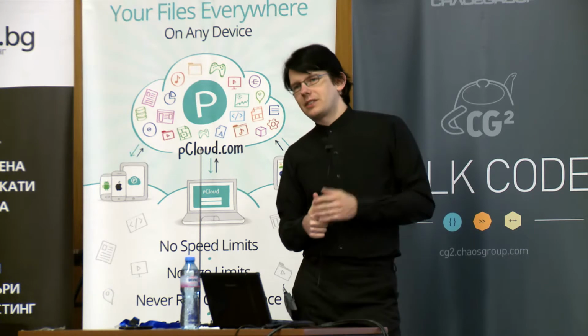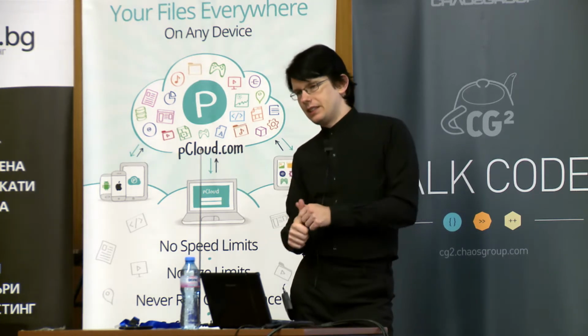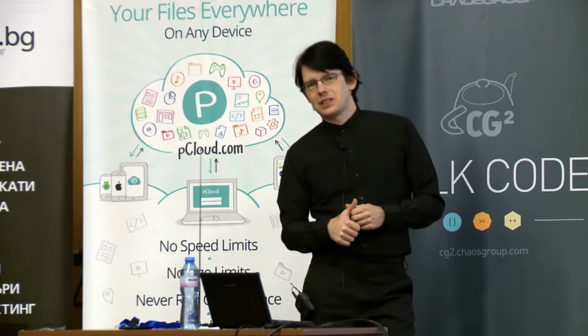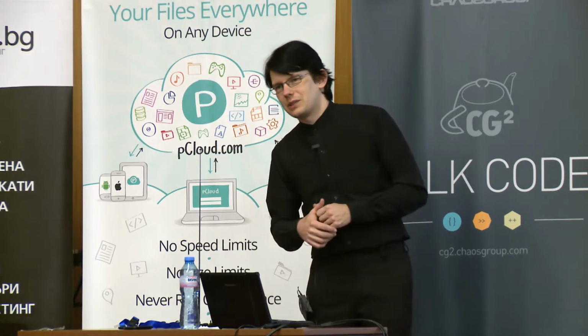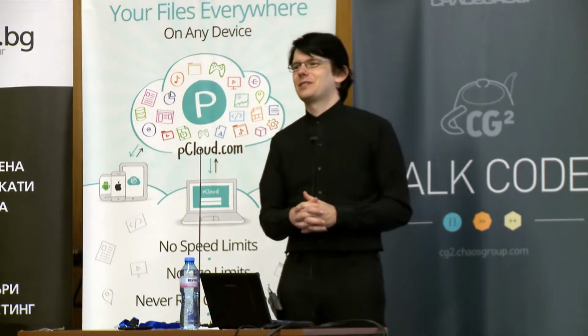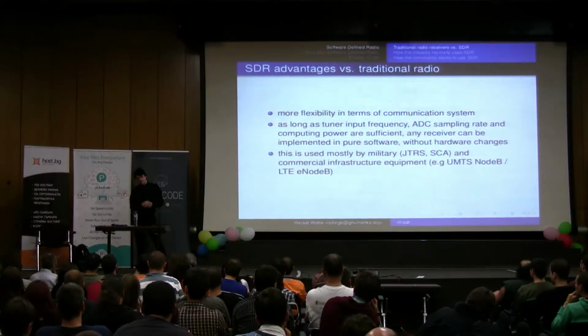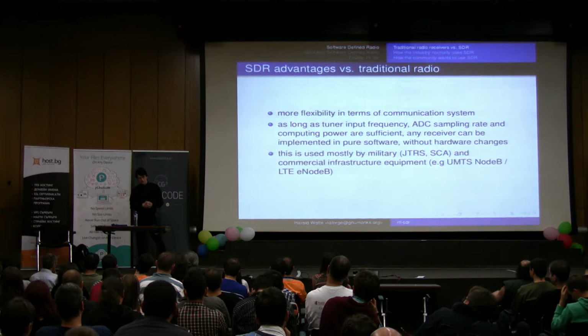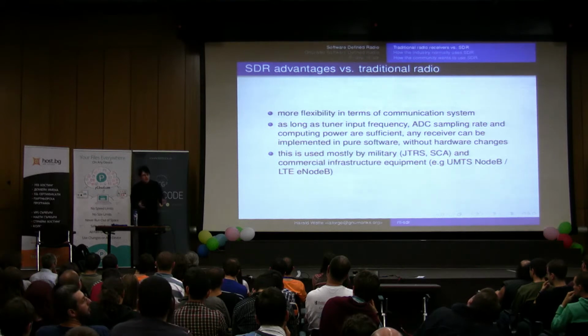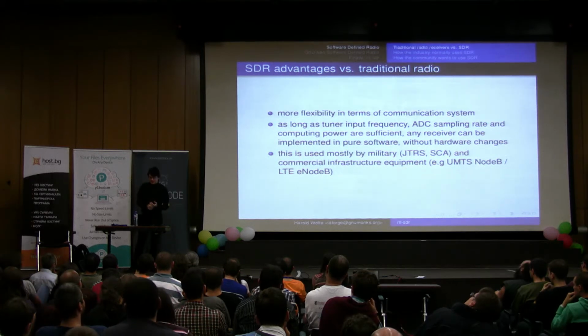The only restrictions that you basically have is that the input frequency of your tuner must match the signal that you want to receive. So clearly, if a tuner cannot go up to 2.4 gigahertz, you cannot receive 2.4 gigahertz with that tuner. And the sampling rate must be wide enough that you can capture your signal. So if the signal has 1 megahertz bandwidth, you need at least that bandwidth in your receiver and the corresponding sampling rate. And of course, you need the computing power to do that.